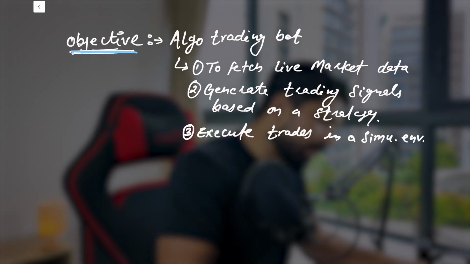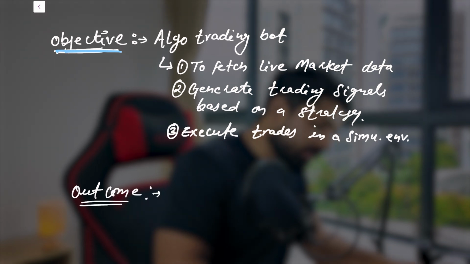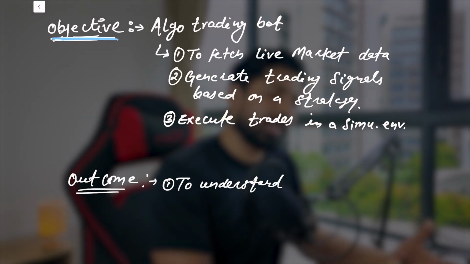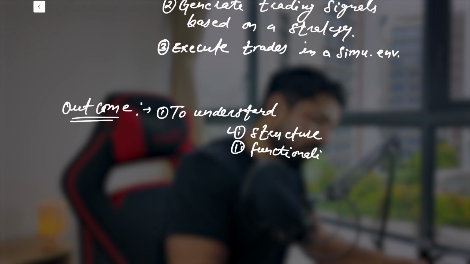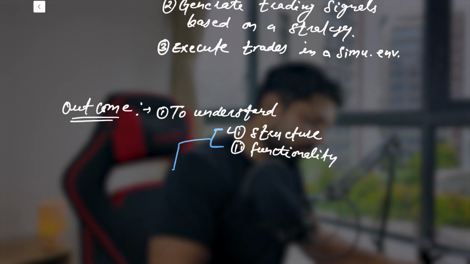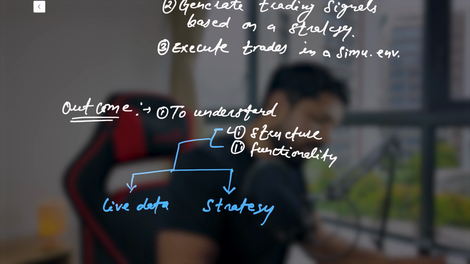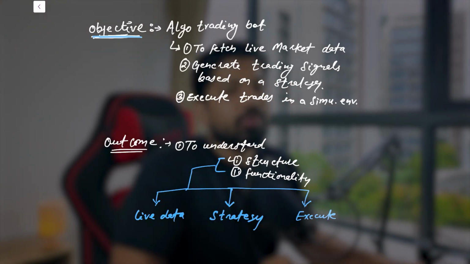And the outcome we are expecting here is, first, to understand the structure and functionality of the algo trading bot. So you can write structure, and second is functionality, which involves live data fetching, then strategy implementation, and last is to execute trades. So that is the objective and outcome we are expecting here.